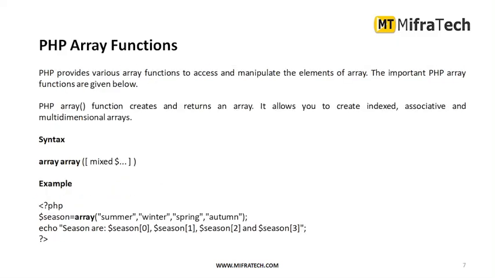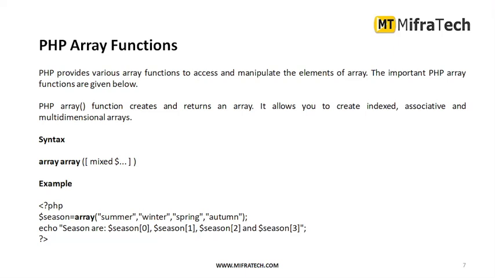Then array functions. PHP provides various array functions to access and manipulate the elements of an array. The important PHP array functions are given below. The PHP array function creates and returns an array. It allows you to create indexed, associative and multidimensional arrays. In PHP array functions we can use all 3 types of array also: indexed, associative, multidimensional. Syntax: array, mixed, dollar symbol, variables, and it goes on.